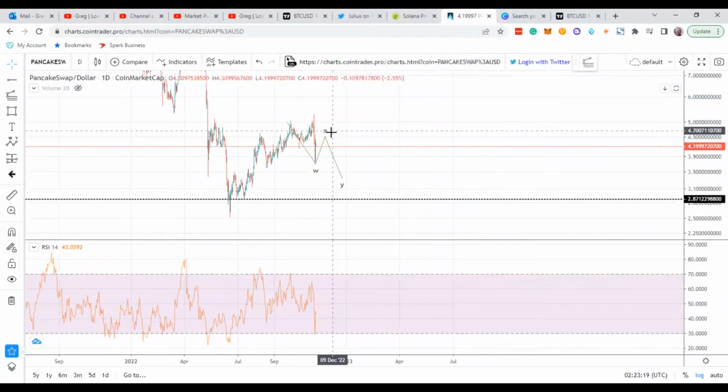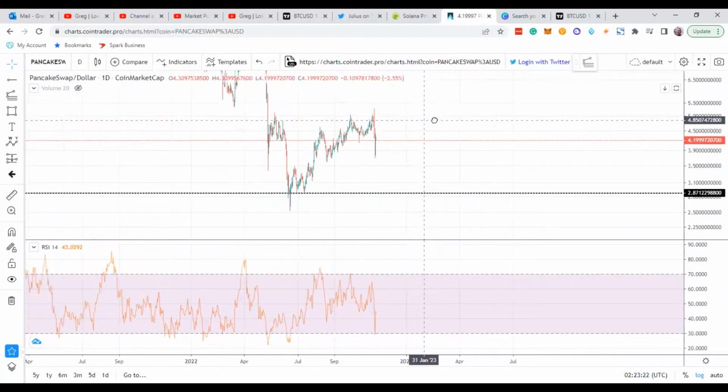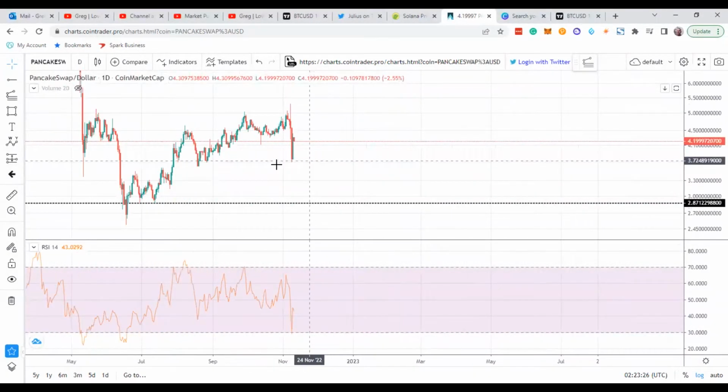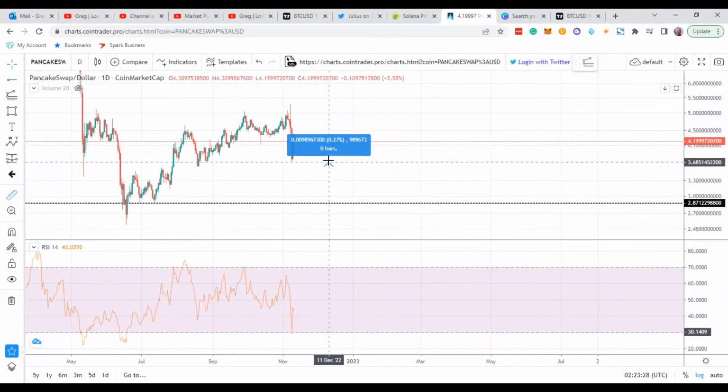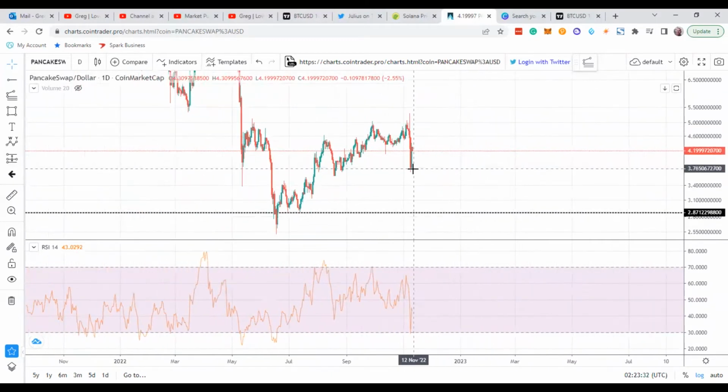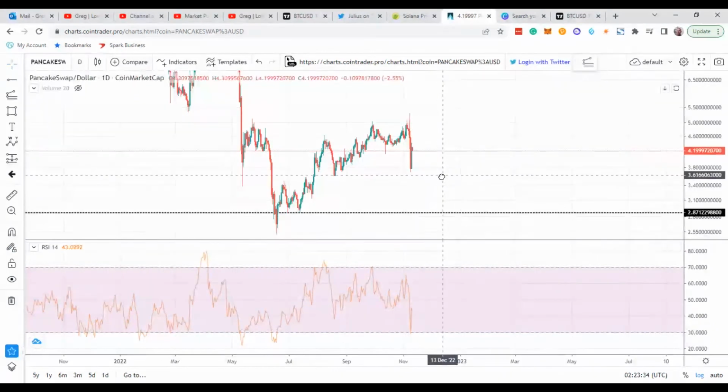So let me clean that up a little bit. There's a couple of issues right now with it. It did have a nice reaction off the bottom so far, so that's good. 16% reaction off that bottom right there because it was so deep.